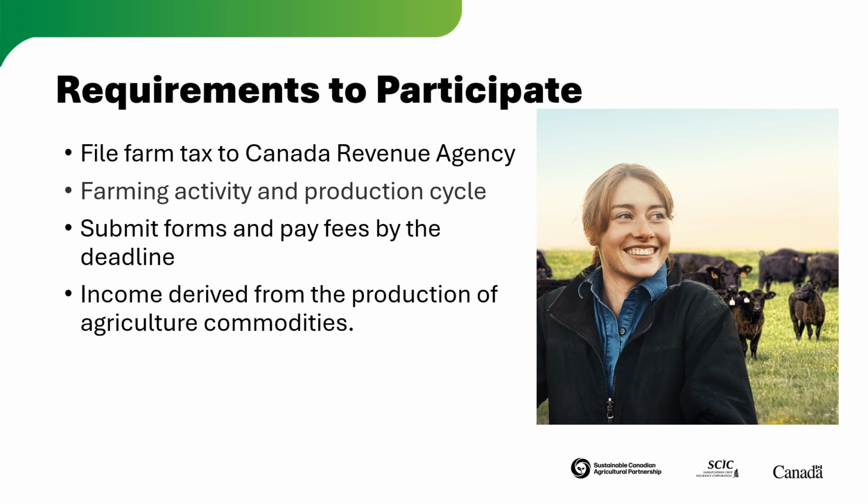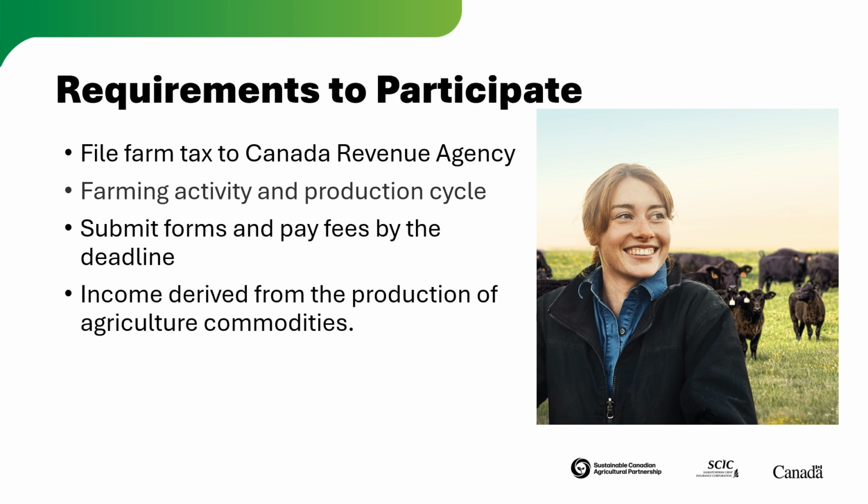There are some specific requirements that you need to meet in order to participate in the AgriStability program. First off, you need to be filing farm income or loss to the Canada Revenue Agency. You have to complete a minimum of 6 consecutive months of farming activity and a production cycle. Please note, though, if you experience a disaster, like if you're not able to complete a production cycle due to severe drought or excess moisture, for example, then this condition may be waived.